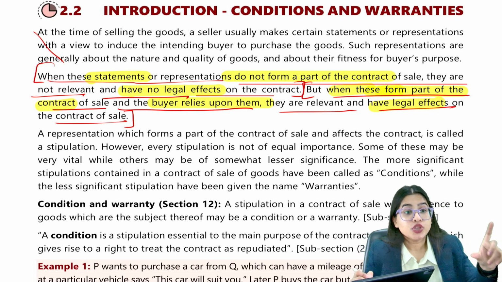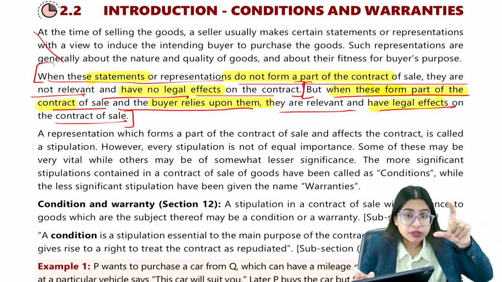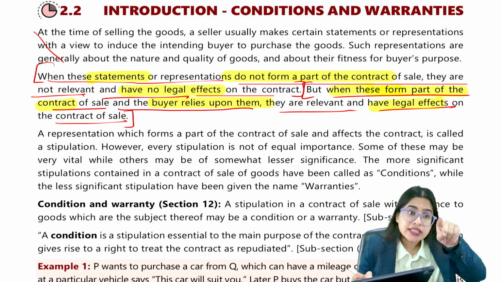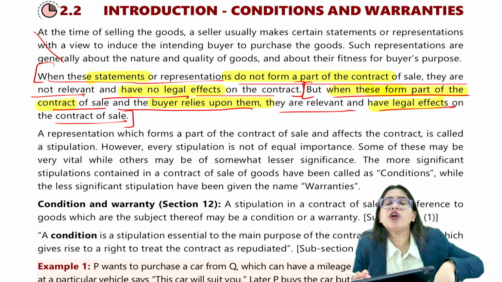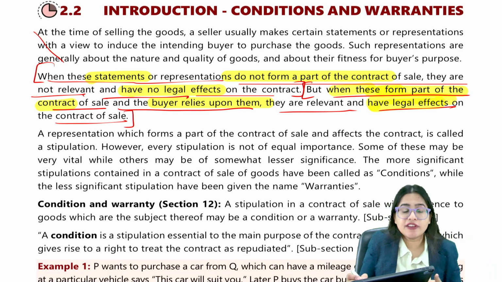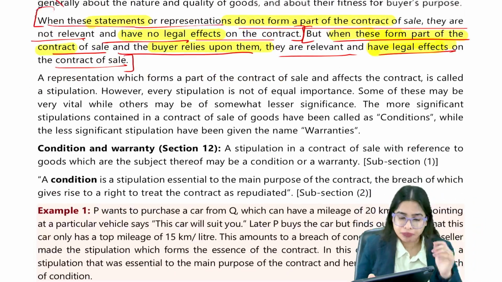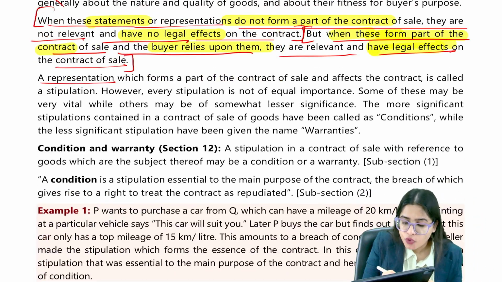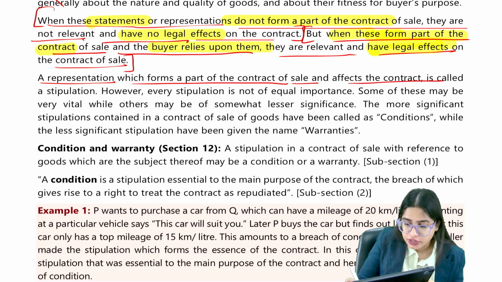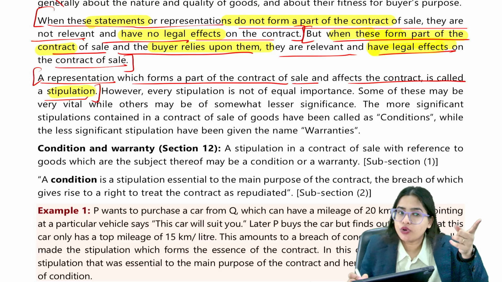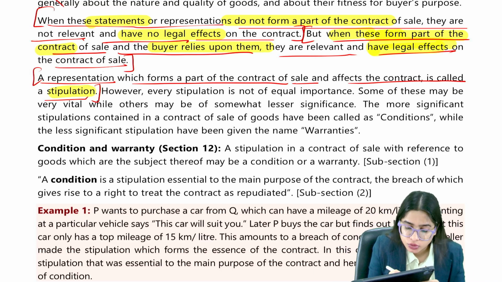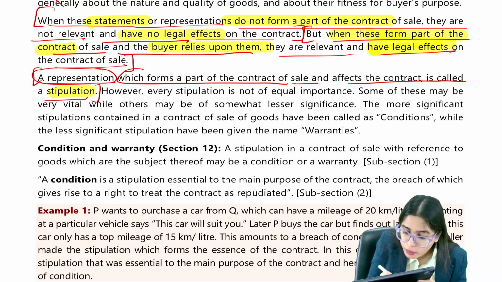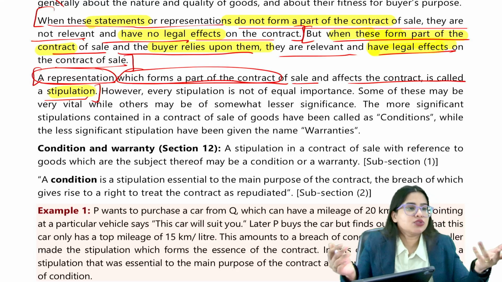For example, you claimed that this is India Gate basmati rice. I relied on you that yes, this is India Gate basmati rice. That's why I purchased it. Otherwise, I would not have purchased it. So this has legal effect and they are known as condition and warranty. Now, a representation which forms a part of the contract of sale and affects the contract is known as stipulation. Now here the definition of stipulation is given. What do you mean by stipulation? Those representations which form a part of the contract of sale are known as stipulation.